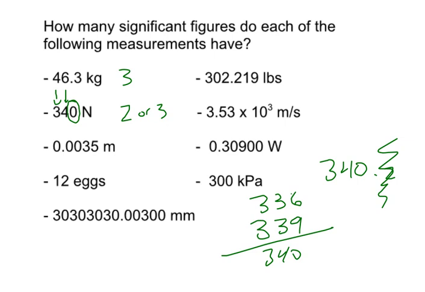So because of that, we really don't like to write numbers like this if we can avoid it. It would be better to write it as 3.4 E2 or 3.40 E2. Because now I know for sure whether or not I measured that last place or not. Now I know how zoomed in the measurement was. So this one right here is a little bit of an iffy one as to whether or not we should count that 0 on the end.